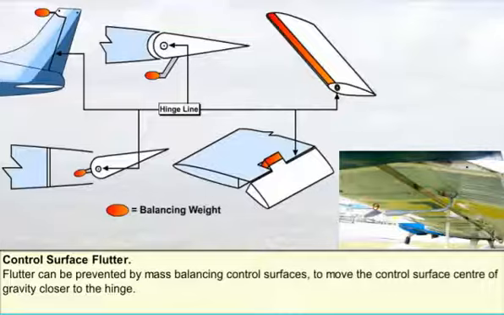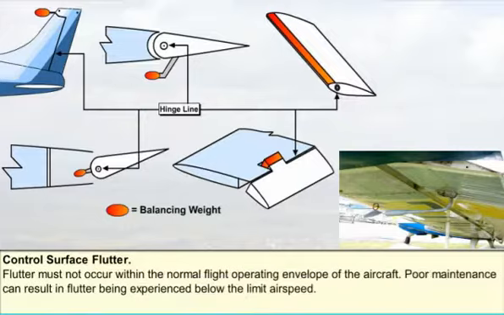Flutter can be prevented by mass-balancing control surfaces to move the control surface centre of gravity closer to the hinge, and therefore alter the period of vibration. Flutter must not occur within the normal flight operating envelope of the aircraft. The fact that an aircraft is poorly maintained, particularly in respect to excessive control surface backlash or flexibility, may mean that flutter will occur at speeds below the limit airspeed.